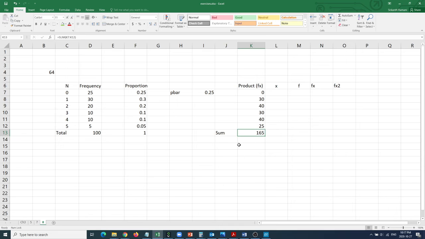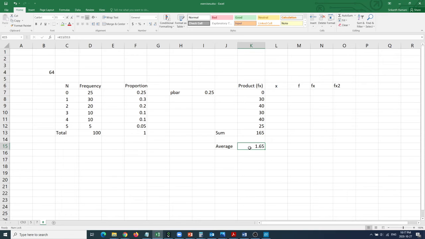So this is your sum product in some sense, which is fx. And the average is going to be this divided by n, just 1.65. So the average transaction is going to be 1.65. And where does this come from? This is just a sample mean, you could call it.